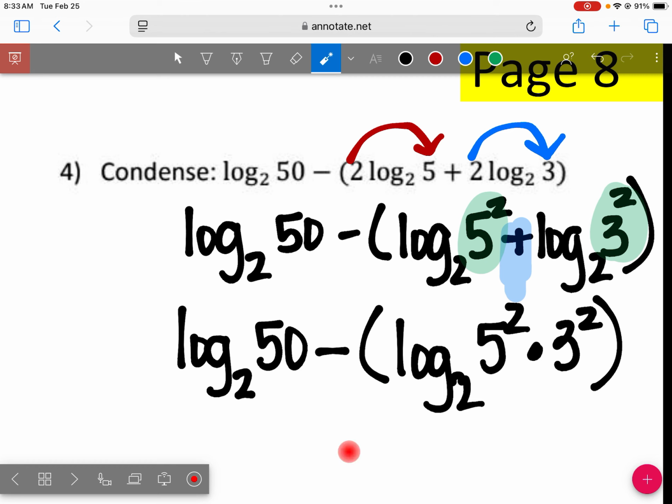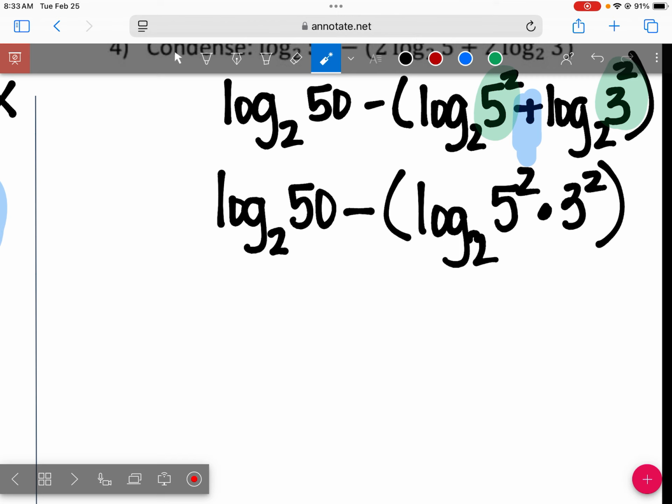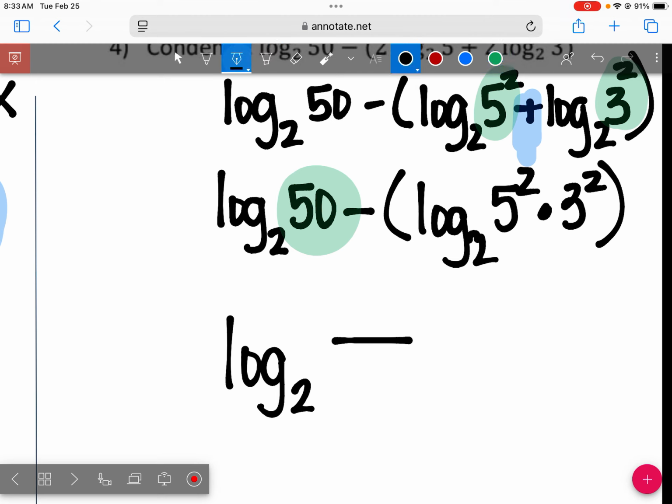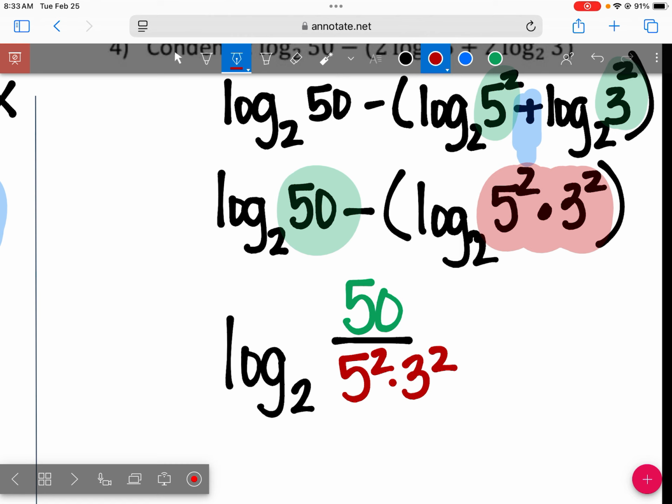And then my last step, because this is subtraction, that tells me that we're going to end with a fraction. So I'm going to put my log base 2 in the front, make your fraction. The 50, that goes in the numerator. And then we're just going to leave this as 5 squared, 3 squared. That's going in your denominator. And that would be your final answer.